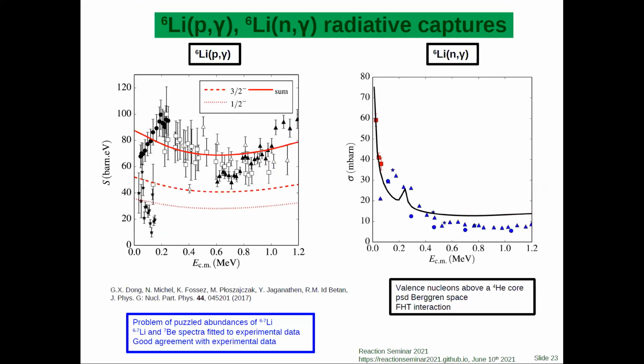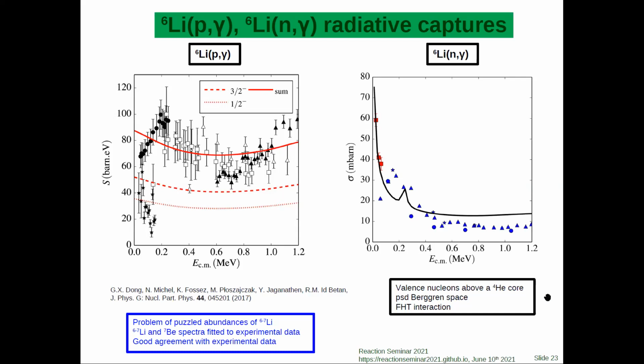This is also radiative capture, but on lithium-6, p-gamma and n-gamma. It's related to the puzzle of the abundance of lithium-6 and 7, where the theoretical estimates and the experimental measurements don't match when we consider the abundance of lithium-6 and 7. And then the study of the radiative capture cross-section in this case is of astrophysical interest. And we can see here that we have a good description overall of the cross-section p-gamma as well as n-gamma here, even though there is a small discrepancy at higher energy.